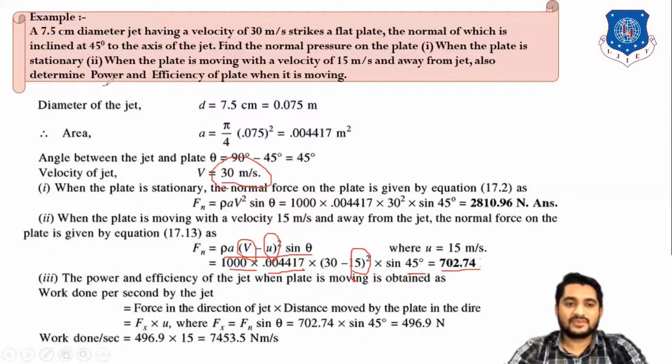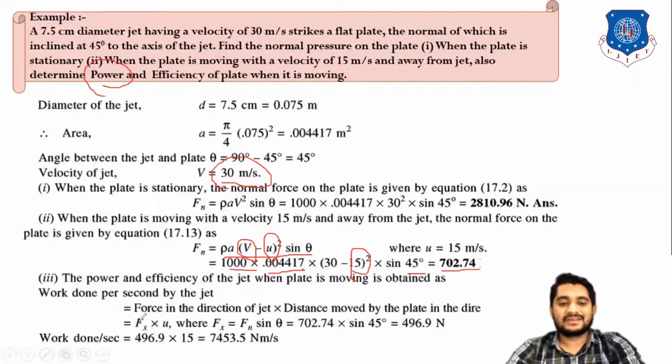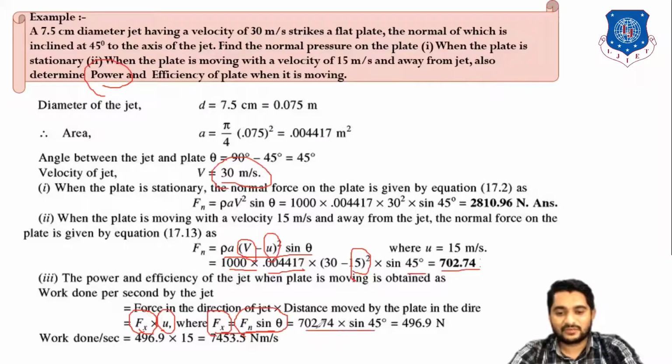For the second case, we have to find power also and efficiency also. So as we know, work done per second is equal to Fx into blade velocity. Here Fx is equal to Fn sine theta in case of inclined plate. So when the plate is in inclined position, remember this triangle for the force. From that triangle, we have derived Fx is equal to Fn sine theta. So first we have to find out value of Fx, that means 702.74, that means Fn, and theta is 45. So Fx will be 496.9.